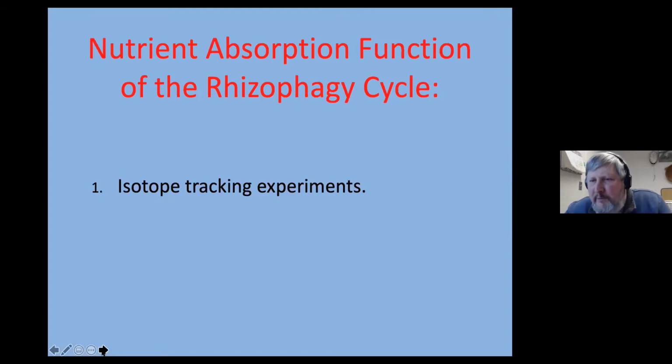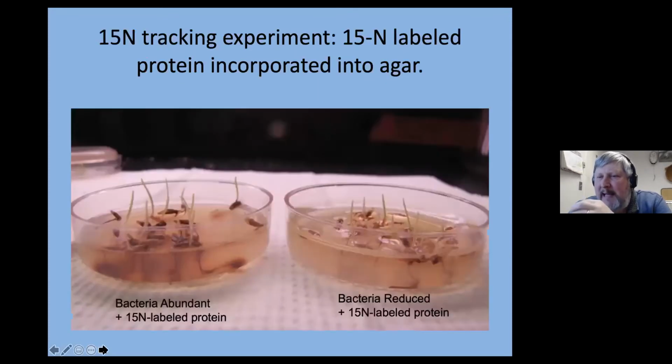Okay, the Rhizophagy cycle, we are convinced that it's a nutritional process for a number of reasons. One is because of experiments that we've done. And one type of experiment is this isotope tracking experiment. And basically in this experiment, what we did is we labeled proteins with isotopic nitrogen, this 15N nitrogen.